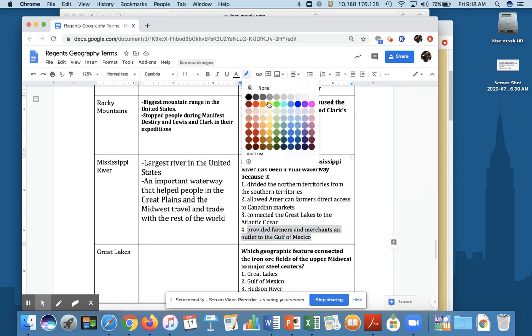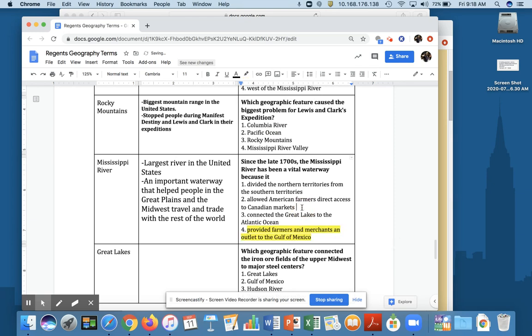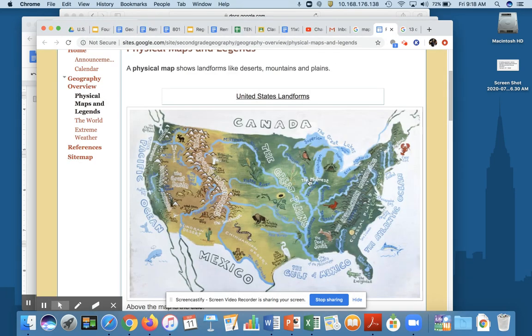Provided farmers and merchants an outlet to the Gulf of Mexico. An outlet means a place you can enter through. Okay? Now, let's look at all of these choices. It can't be 1 because it doesn't divide the country from north and south. It divides it to east and west. Okay? So it runs north to south, but this is now the east of the Mississippi and west of the Mississippi. So that can't be the correct answer.